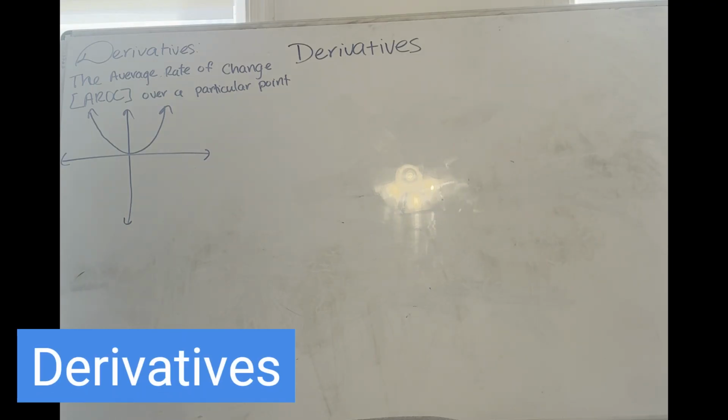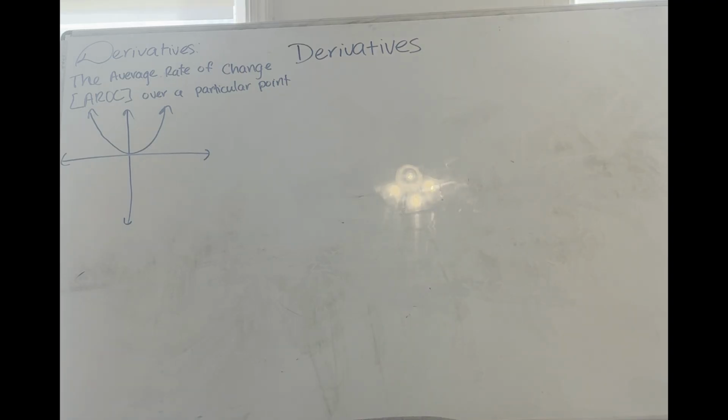Hey everyone, let's talk about derivatives. Now, a derivative is the average rate of change or a slope over a particular point. Now, what do derivatives help us do?